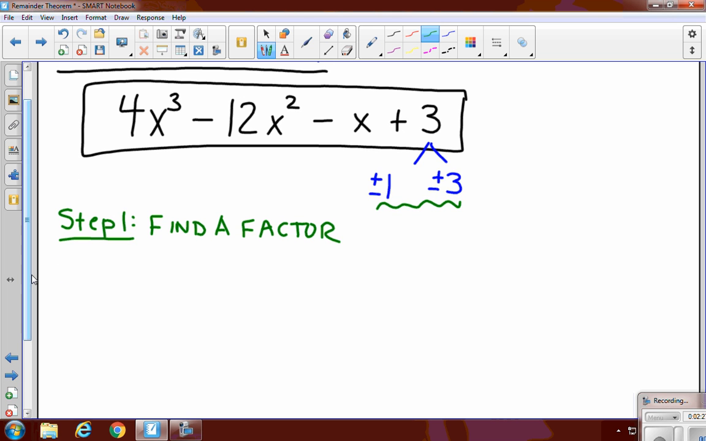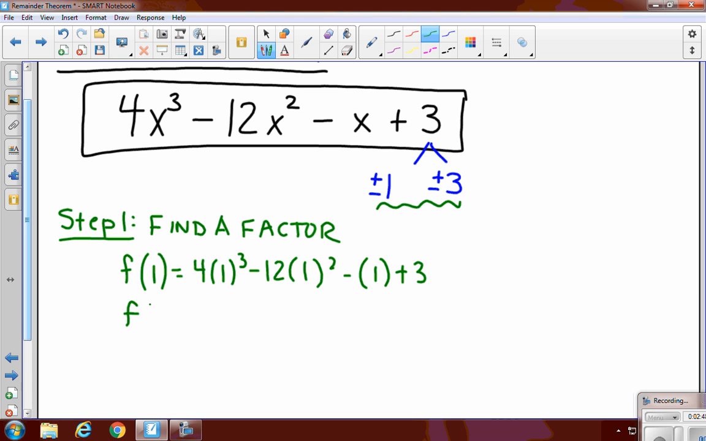So we might as well just try a positive 1. So I'm going to take that function, we could call it p, I'll just call it p of 1, and I'm going to evaluate it at a positive 1, because that's an easy number to work with. So I'm going to put that in for all of my x's, substituting it in correctly. And they're saying, okay, if this equals 0, then I've found a factor.